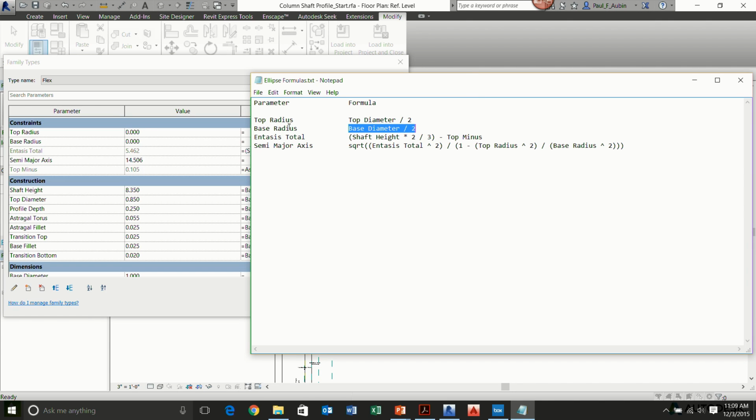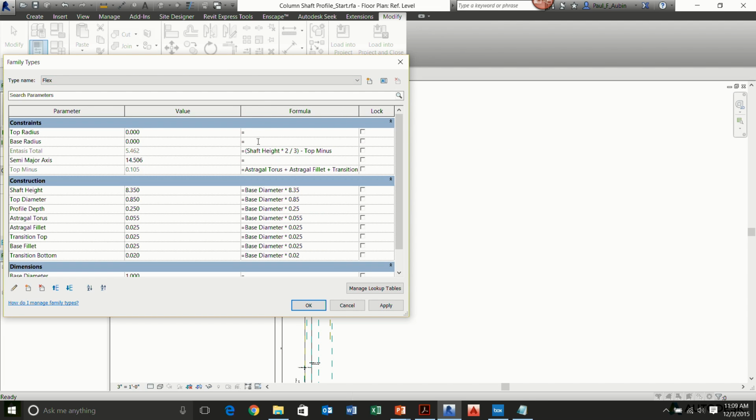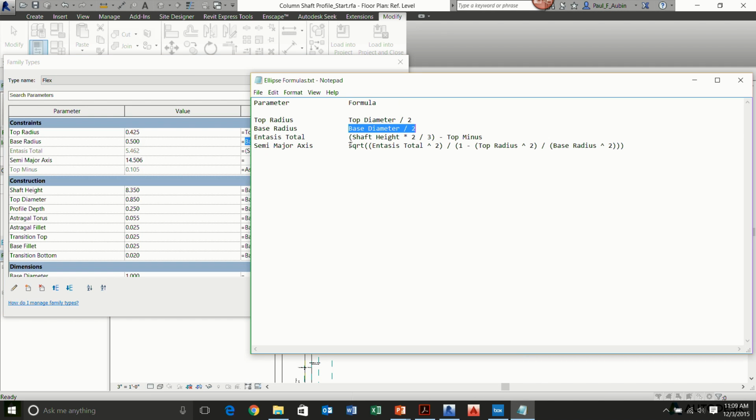The base diameter parameter, by the way, drives the whole thing, you know? So all the other formulas are derived from it. And the other one was top diameter divided by 2, which is that 85%, right? So that gives me 4.25. So the first three are easy, right? Everybody clear with those? And then the big nasty formula comes next.